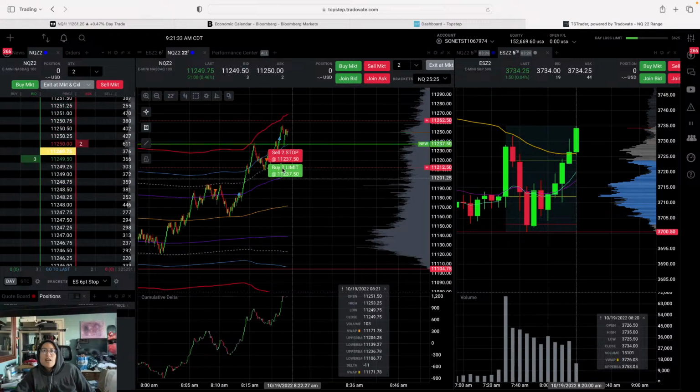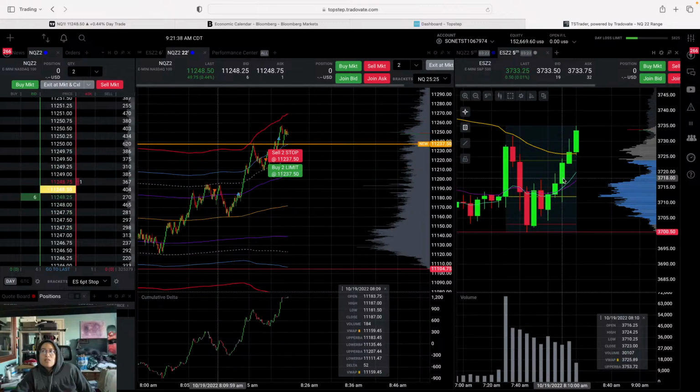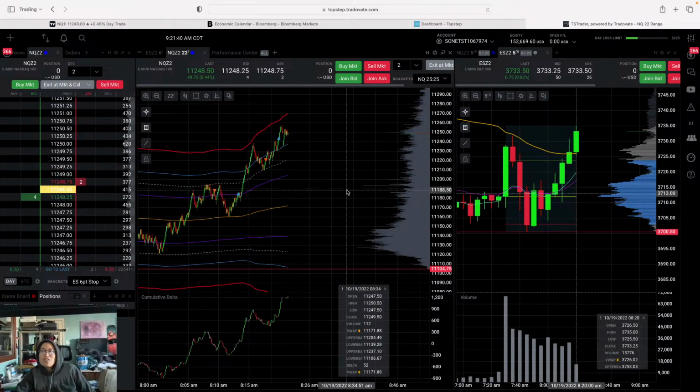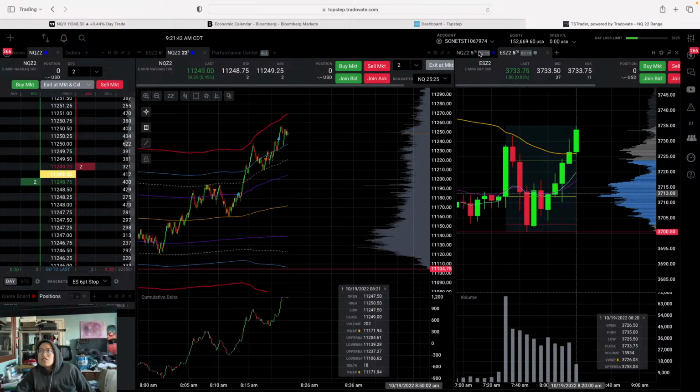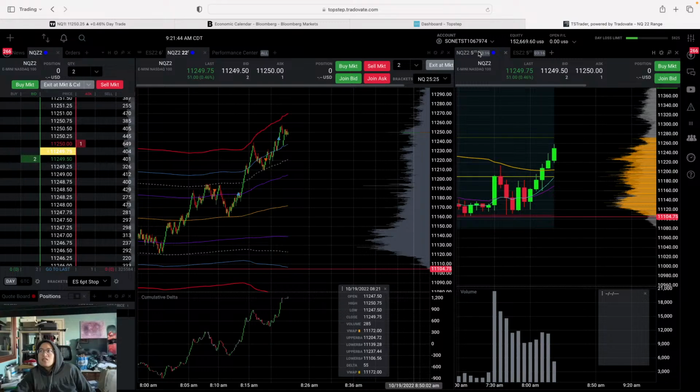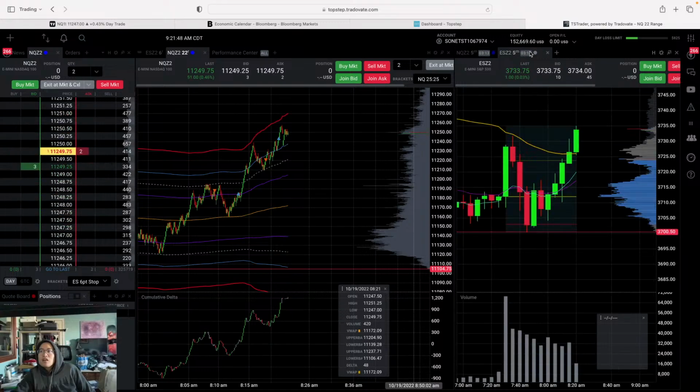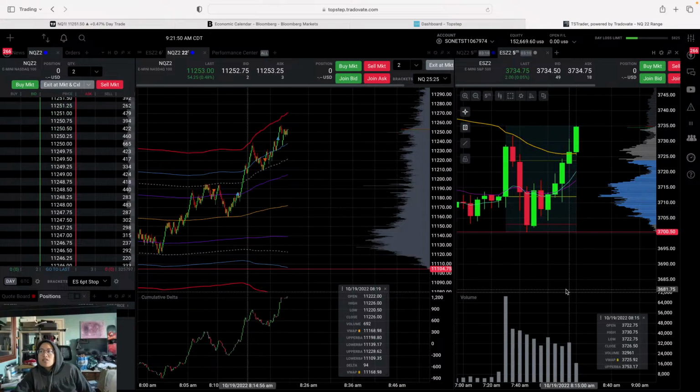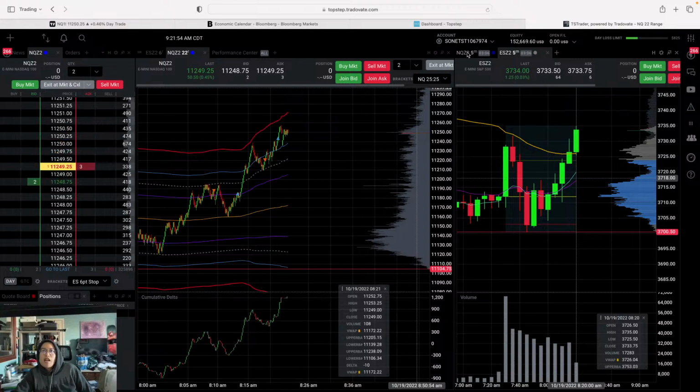So, can we instead go the other direction? 1, 2, 3, 4, 5 candles in a row? Do we dare? Huh. Alright, we didn't actually see the exhaustion volume that I was hoping for. So maybe I should have paid attention to that.